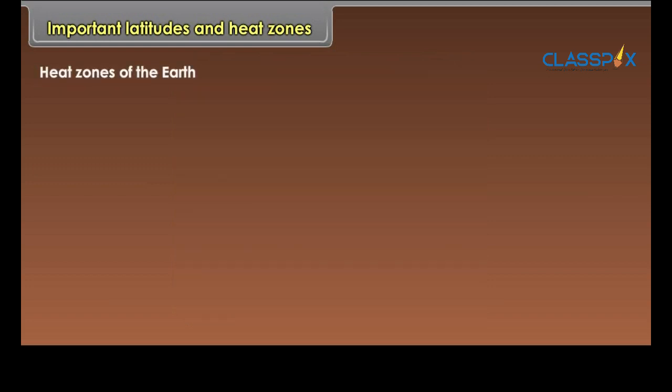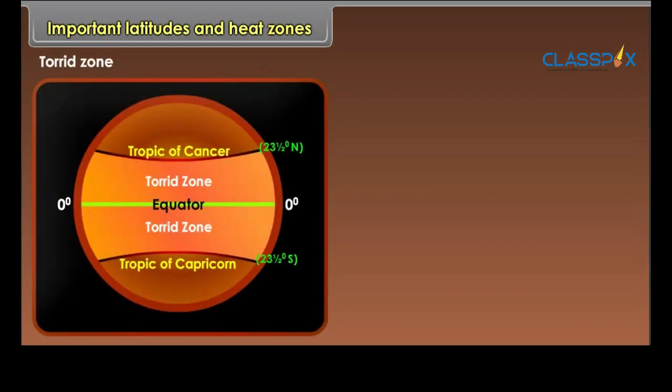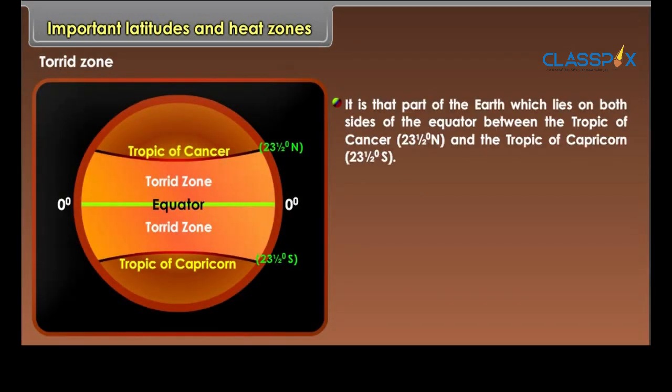Heat zones of the earth. The important zones of the earth are the following: torrid zone, temperate zone, frigid zone. Torrid zone. It is that part of the earth which lies on both sides of the equator between the Tropic of Cancer, 23.5 degree north, and the Tropic of Capricorn, 23.5 degree south.